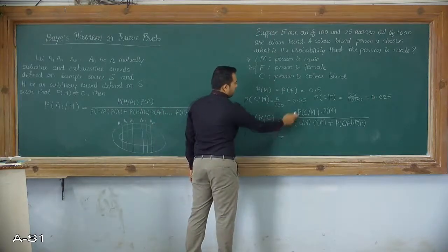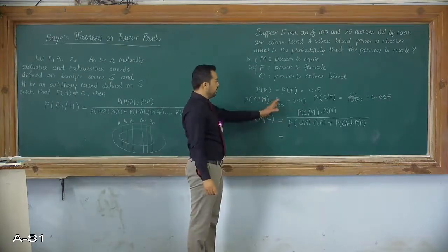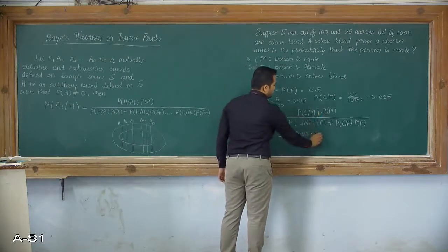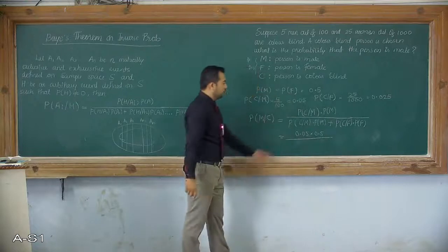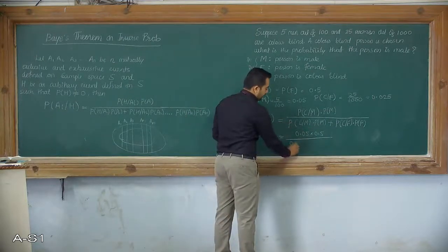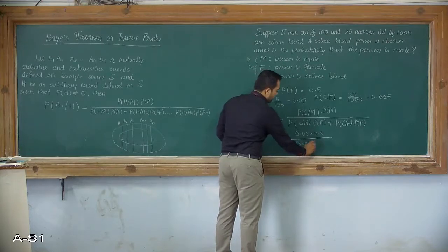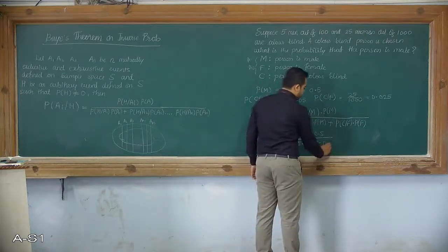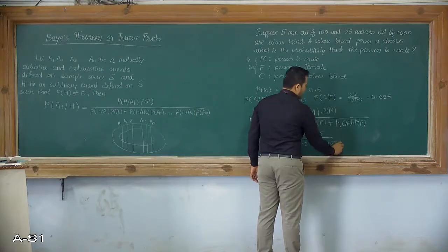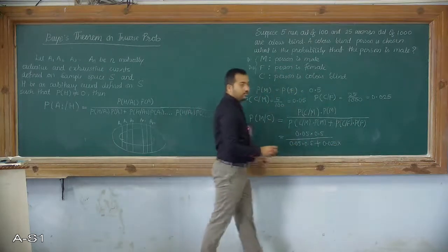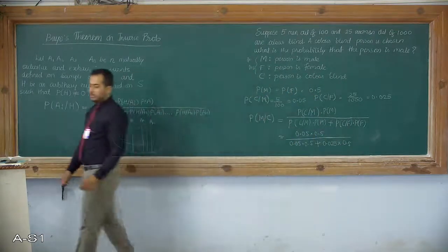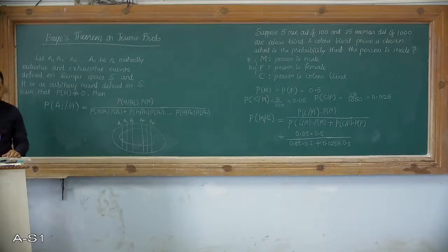Now the probability of C given M is 0.05, and the probability of being male is 0.5. The same terms we substitute in the denominator: 0.05 into 0.5, plus the probability of colorblind given female, which is 0.025, and the probability of being female is also 0.5. So what do you calculate here?